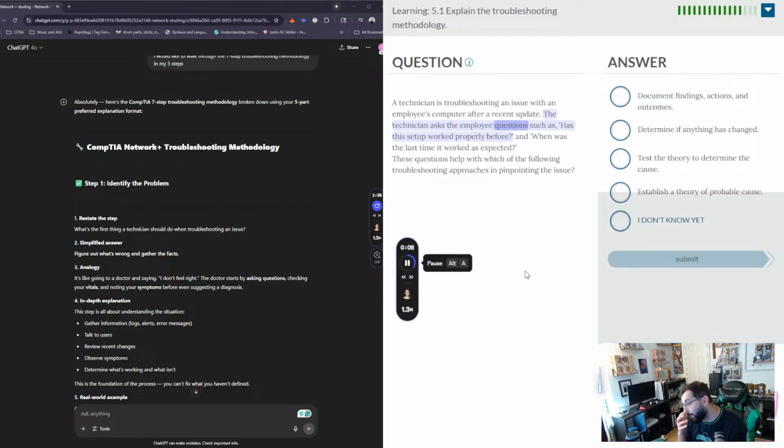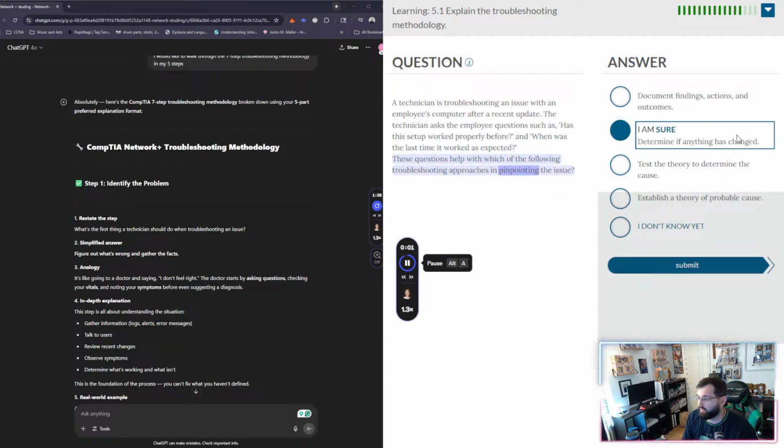Asks the employee questions such as, has this setup worked properly before? And when was the last time it worked as expected? These questions help with which of the following troubleshooting approaches in pinpointing the issue? Changed. Test a theory, document, establishing a theory. It sounds like he's establishing a theory, but he's determining if there's been change.